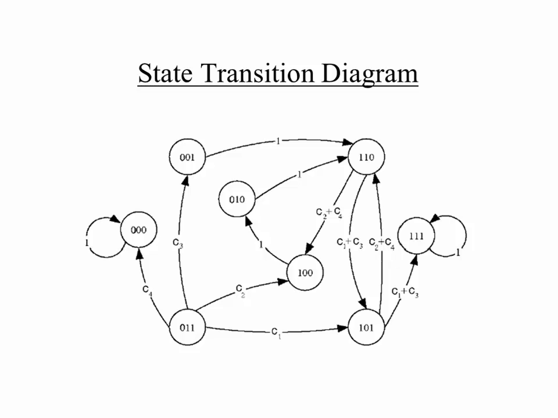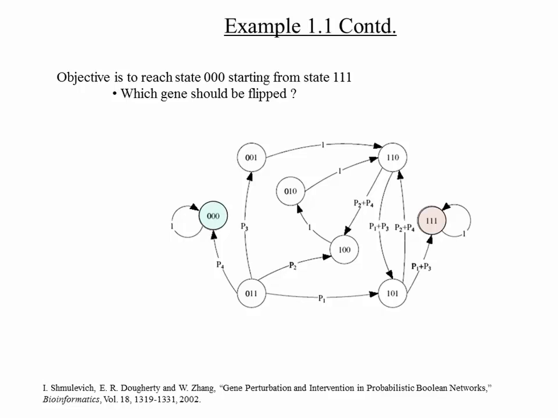You can answer that question in a number of different ways. First let's look at it intuitively. Let's say you are in state 111 and you want to reach state 000 starting from state 111. Why? Because for some reason, based on biological knowledge, we know that this is a bad state and this one is a good state. I want to get there. This is the paper where this example is taken from. I think it's the 4th paper listed in your syllabus. There are 3 possibilities here. I can flip the first gene to get 011, flip the second gene to get 101, or flip the third gene to get 110. Which one should I use?